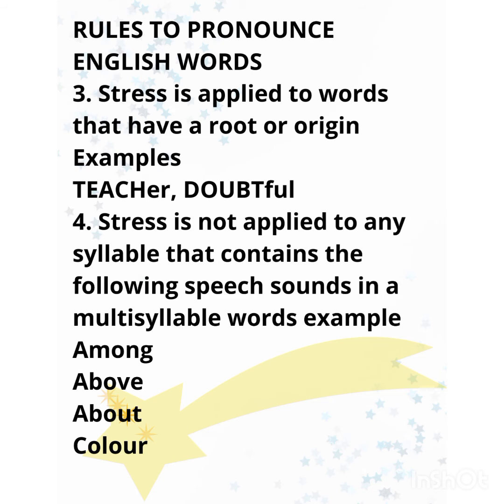Rule number 4 says stress is not applied to any syllable that contains the following speech sounds in a multi-syllable word. Words example like among, above, about, color. So any word that has the schwa sound, you don't stress it, because remember we said in previous lessons that the schwa sound is the weak sound. So you do not apply stress to any sound unit that has the schwa sound.